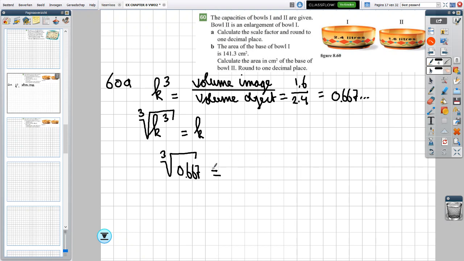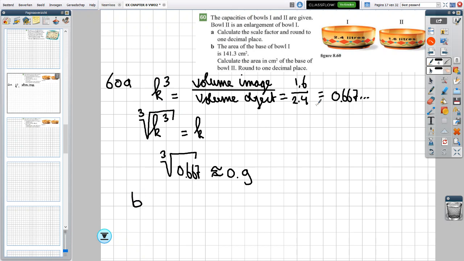So my scale factor is approximately, because they want us to round again, to 1 decimal place only. Okay, then it's 0.9. Okay. So from k to the third to k, you take the cube root.